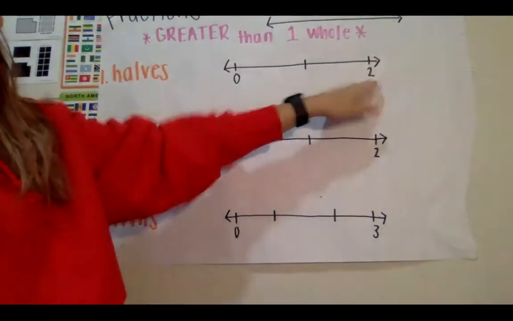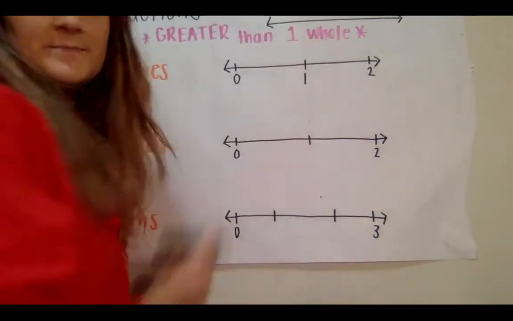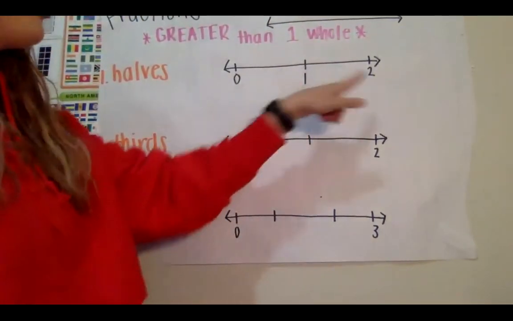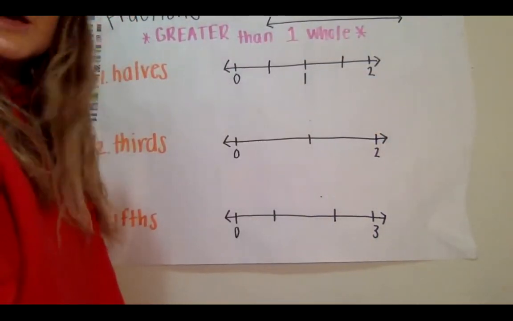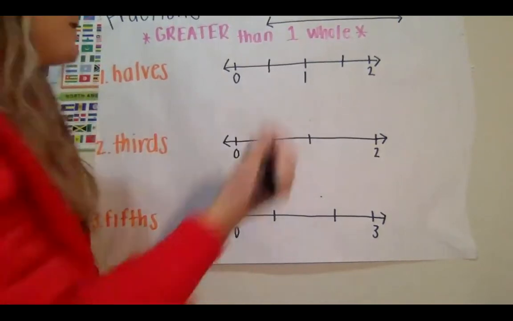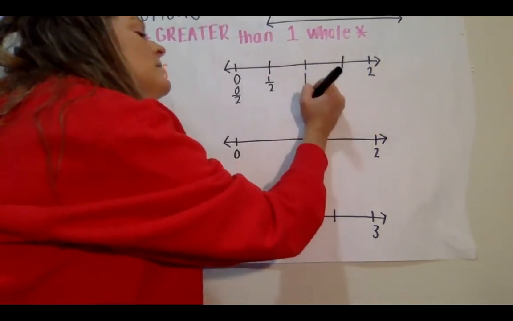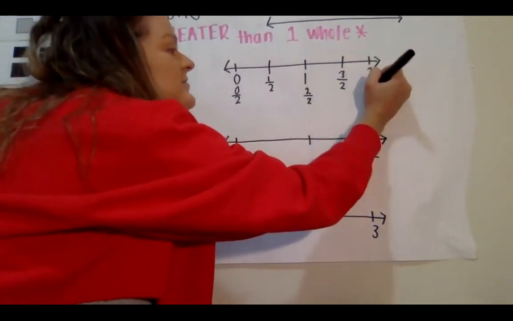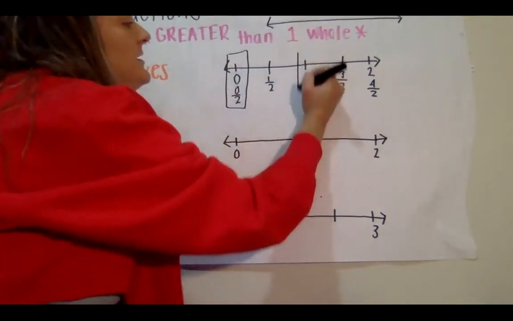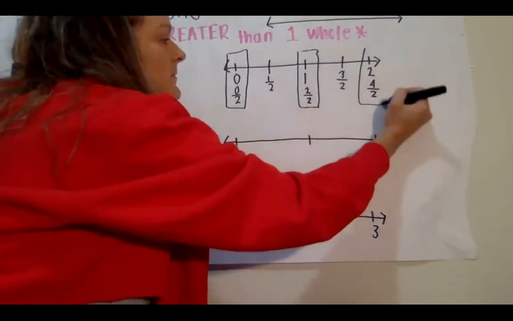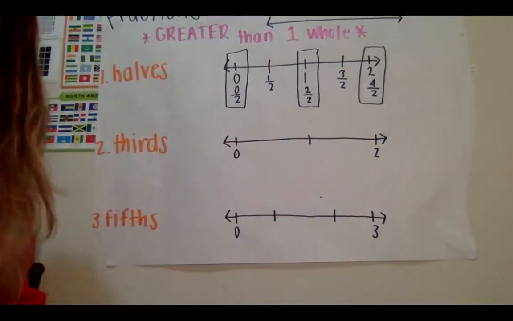Again, we have 0 to 2 and something missing. What's missing between 0 and 2? Hopefully you're thinking 1. Now I need to partition each whole into halves. So 1 line, 1 line. Now I can write my fractions if I know my denominator is 2 for halves. So 0 halves, 1 half, 2 halves, 3 halves, 4 halves. And I'm going to go ahead and box my whole numbers, just like that.